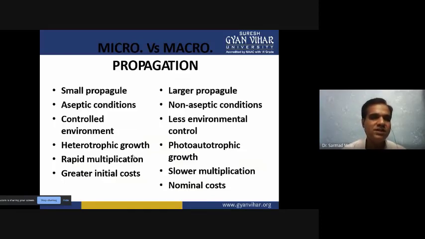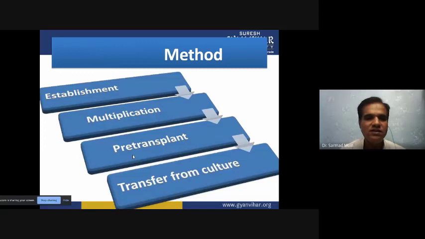So if you look at micropropagation and macropropagation, there are many differences, and based on these differences we have to decide what type of species to use for micropropagation. How do we do micropropagation inside the laboratory? We divide it into 4 stages, and the first one is establishment.